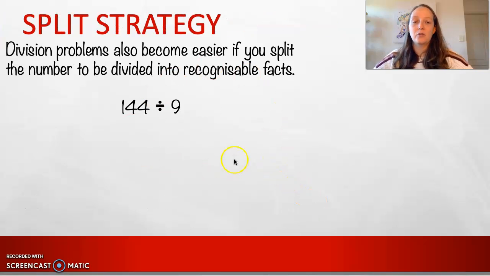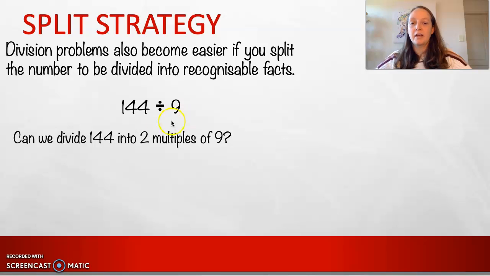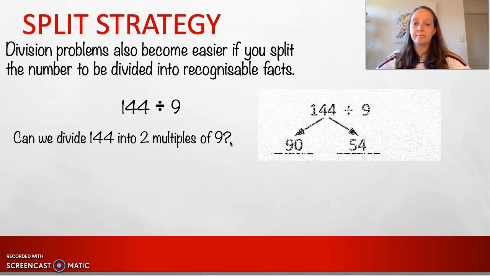The final strategy we're going to talk about for a mental strategy is the split strategy. Division problems can become easier if you split the numbers to be divided into recognizable facts. So, for example, let's have a start here. 144 divided by 9. Can we divide 144 into 2 multiples of 9? Okay, so the easiest one we could divide it into is a multiple of 9 times 10, which gives us 90, and the leftover is 54. And we actually know that 54 is divisible by 9 because we know our 9 times tables.